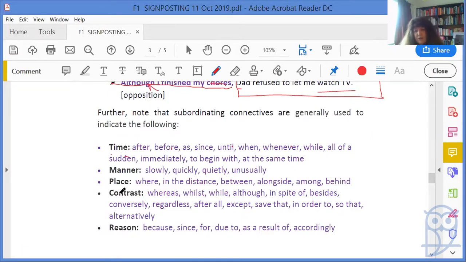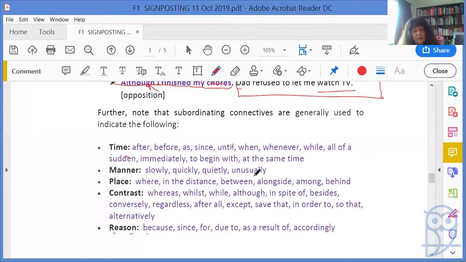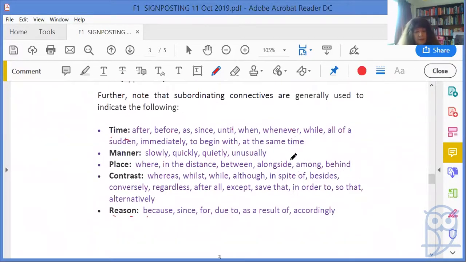It's not really very good if you just start off straight away with the main clause. You're not pointing the reader in any direction. And the last one, why, reasons: because, since, as a result of, accordingly. You'll see sometimes they're in 2 or 3 places because you can use them like that. So the subordinating conjunction or connectives are used for all these things.